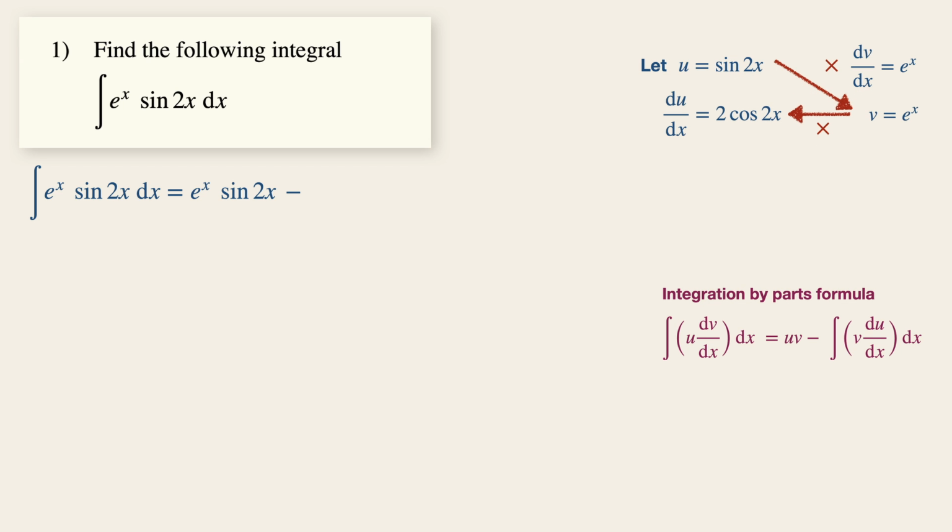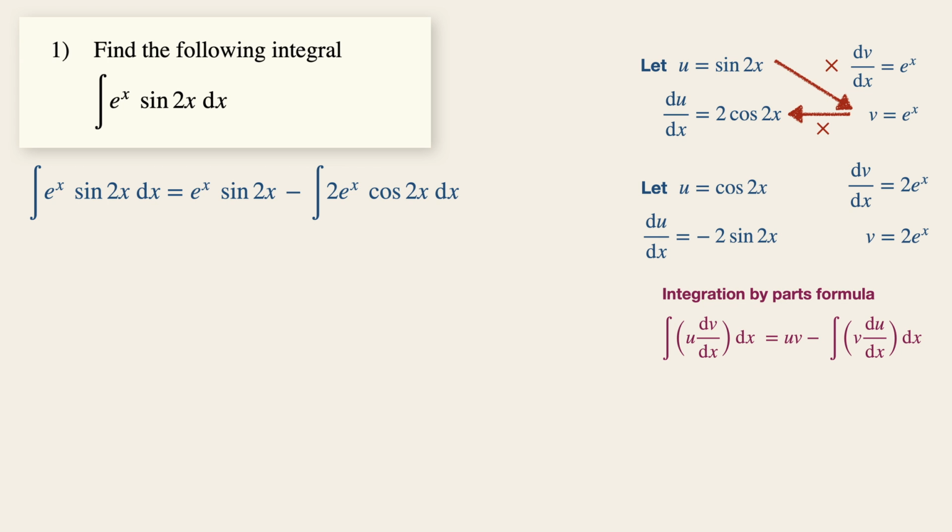Then take v multiply with du over dx, which gives us 2e^x cosine 2x dx. Now it seems that we need to do another round of integration by parts, as you can see over here. Not to worry, let's employ the exact same technique to manage this. Now let u be equals to cosine 2x now, and du over dx will then be equals to minus 2 sine 2x, while dv over dx is equals to 2 e power x. Integrating this with respect to x, we will then have v equals to 2 e power x.